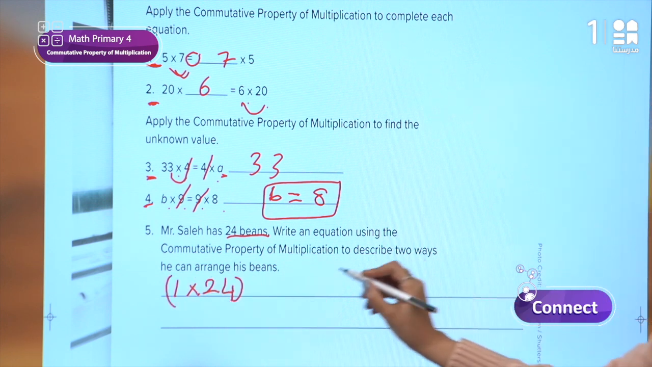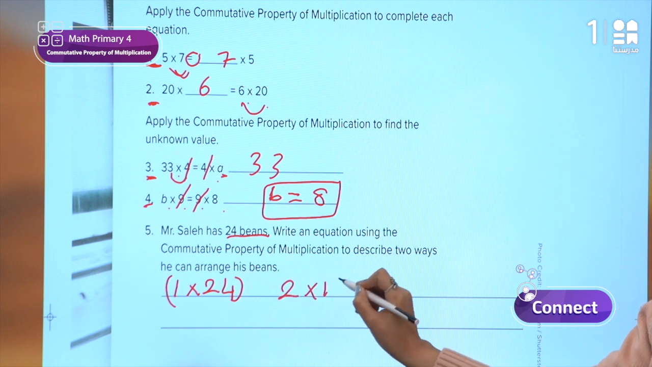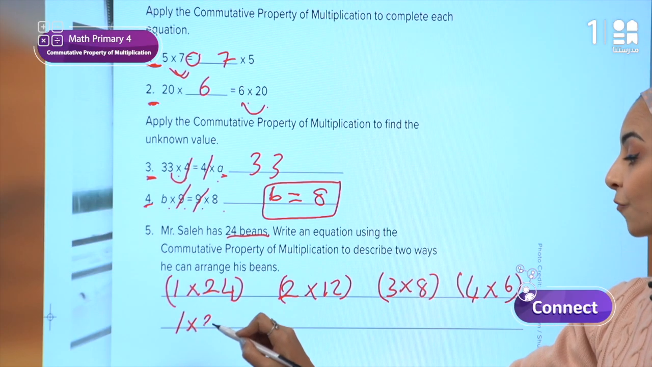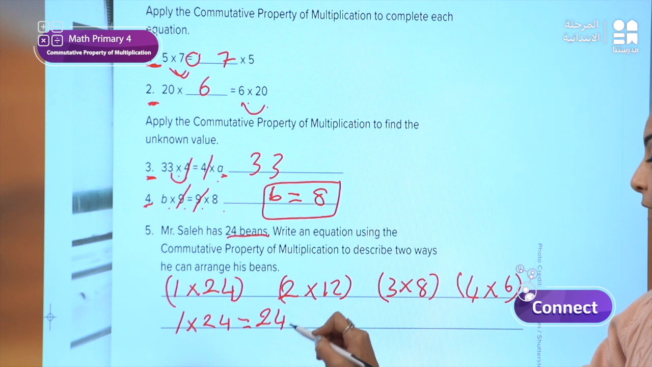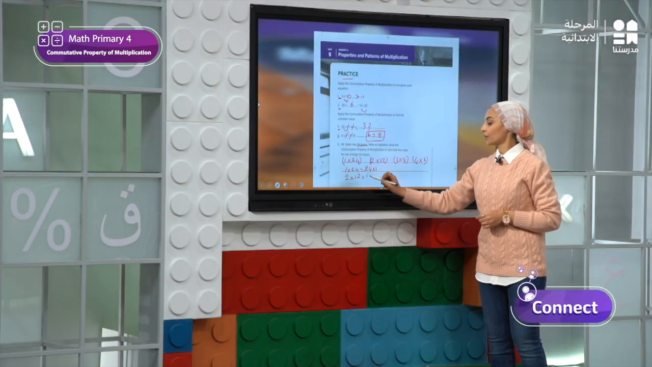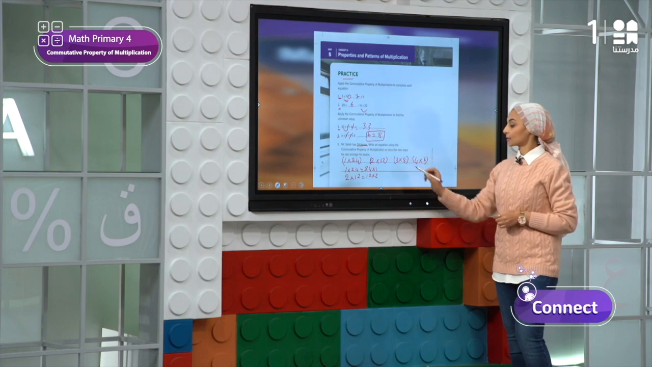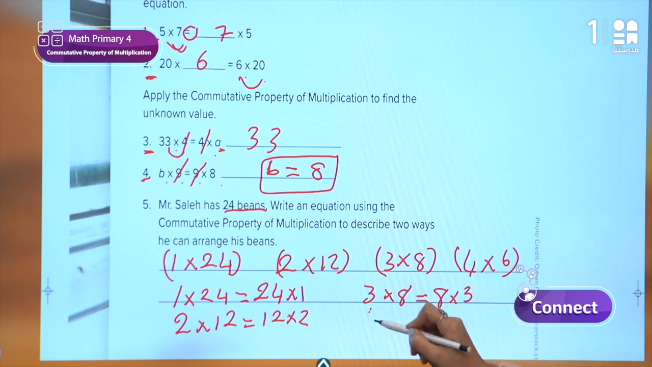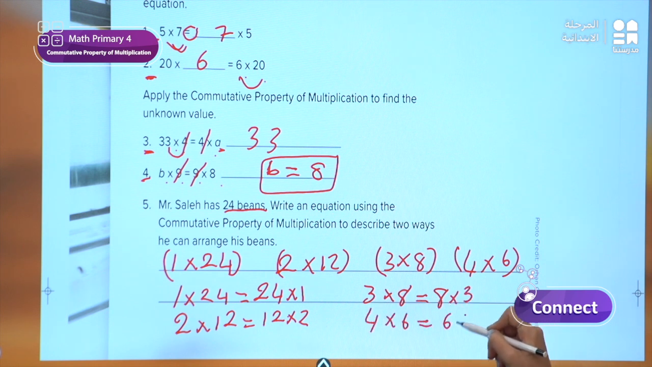And what else? Yes, like 2 times 12. 2 times 12 gives me 24. What else? Yes, 3 times 8 gives me 24. And what else? Yes, 4 times 6 gives me 24. Right? I can also do it another way. I can say that 1 times 24 is the same as 24 times 1. Right? And I can say that 2 times 12 is the same as 12 times 2. And what else? I can say 3 times 8 equals 8 times 3 and 4 times 6 is the same as 6 times 4.